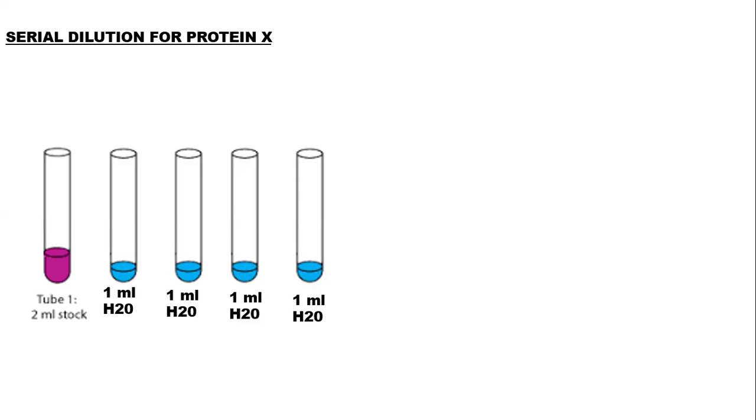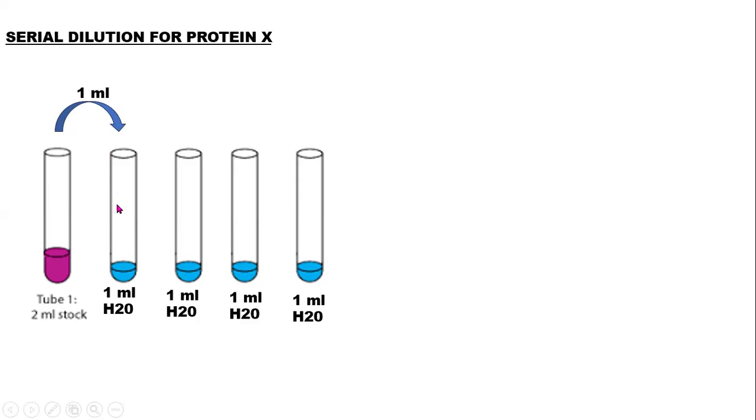So when you measure 1 mL of distilled water and add it to your test tubes, 4 of your test tubes will contain 1 mL of distilled water. Then you will transfer 1 mL of your stock protein X solution to the first tube. So that will be a total of how many mL?